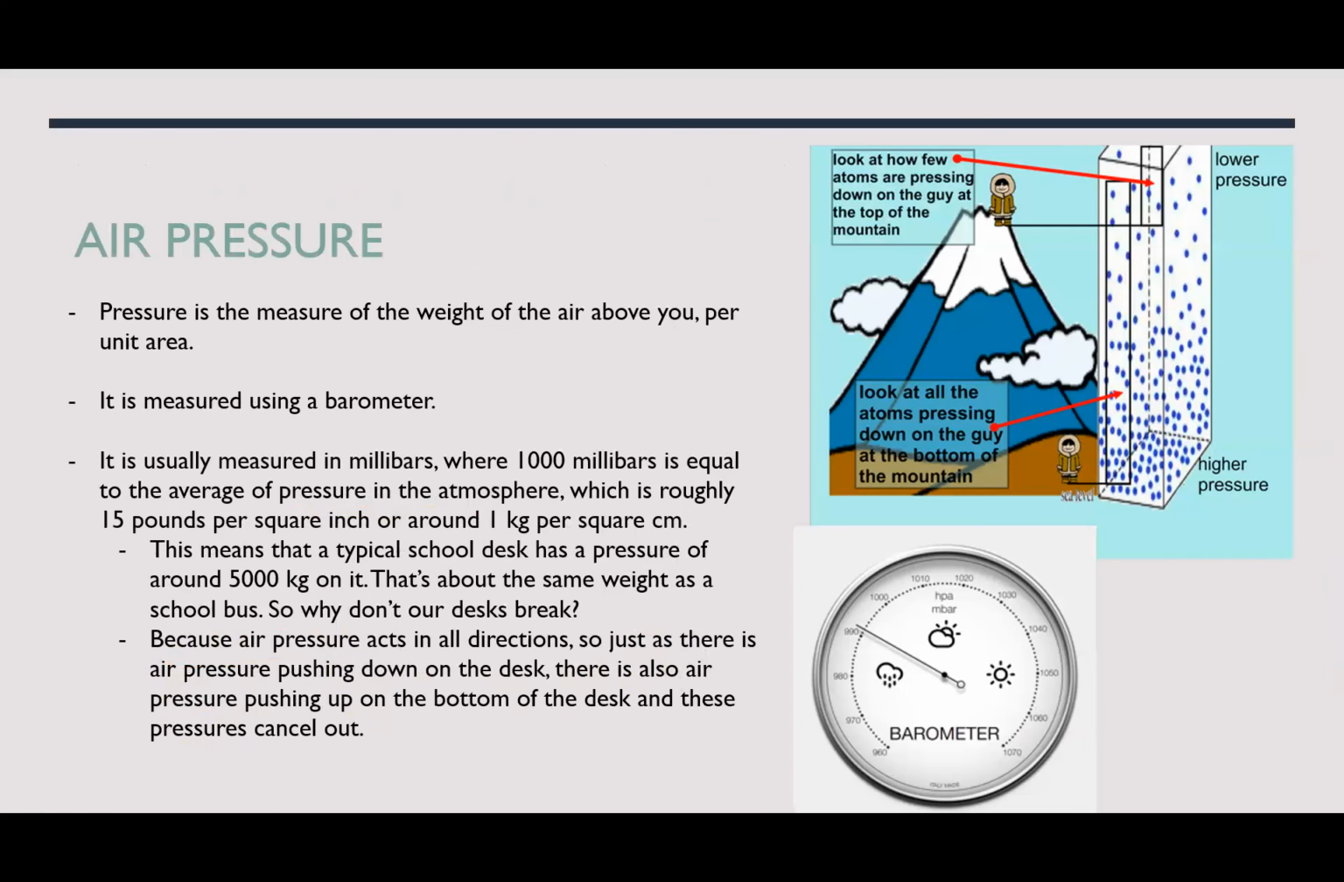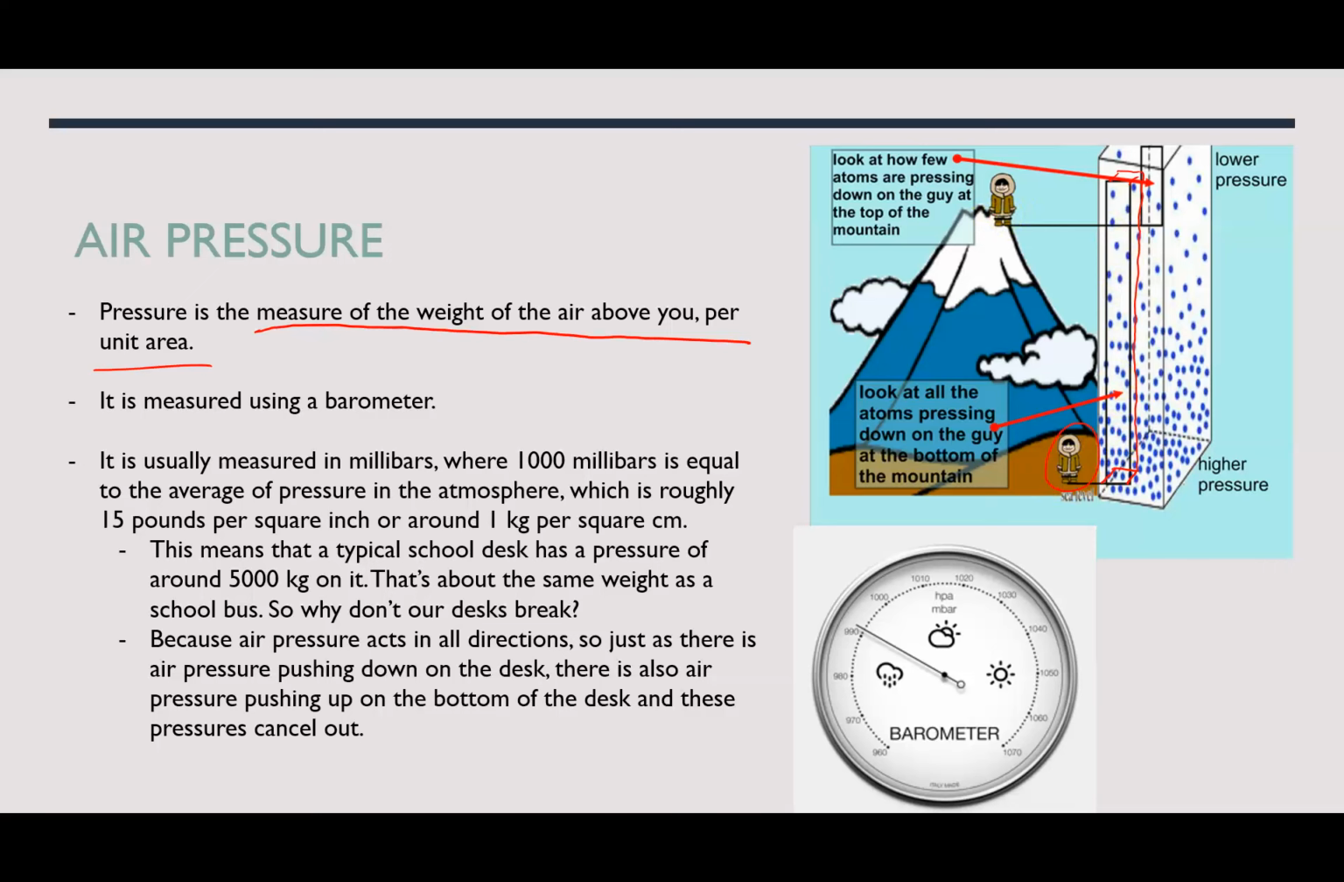Okay, so what is air pressure really? Well, air pressure is just, like I said in the previous slide, the measure of the weight of the air above you spread out over the area. So if you look at this area here, if we think of this as a big 3D column, look how much air is going to be sitting on top of this person down here. There's all these air molecules sitting on top of them, and so they're going to feel a lot more weight pushing down on them.